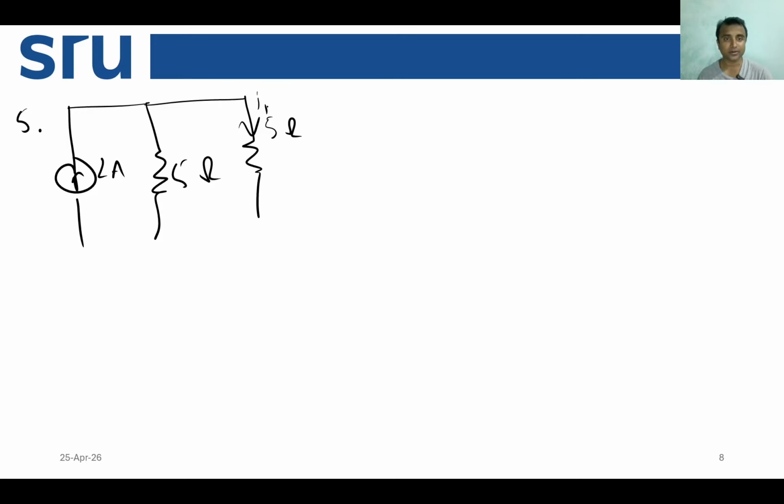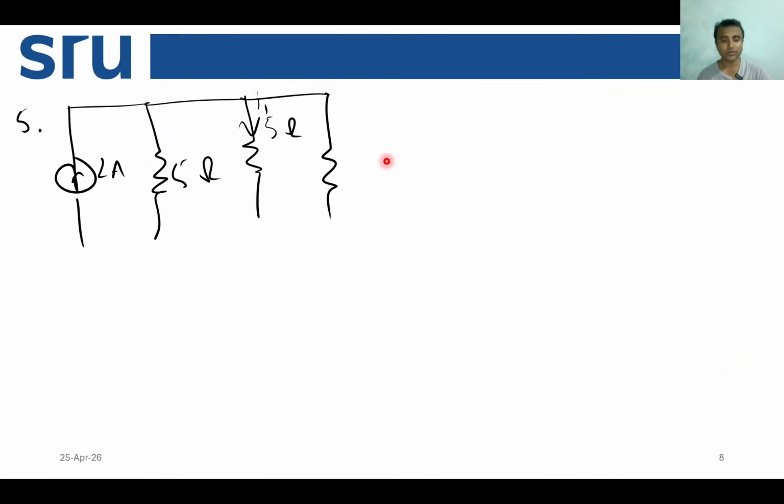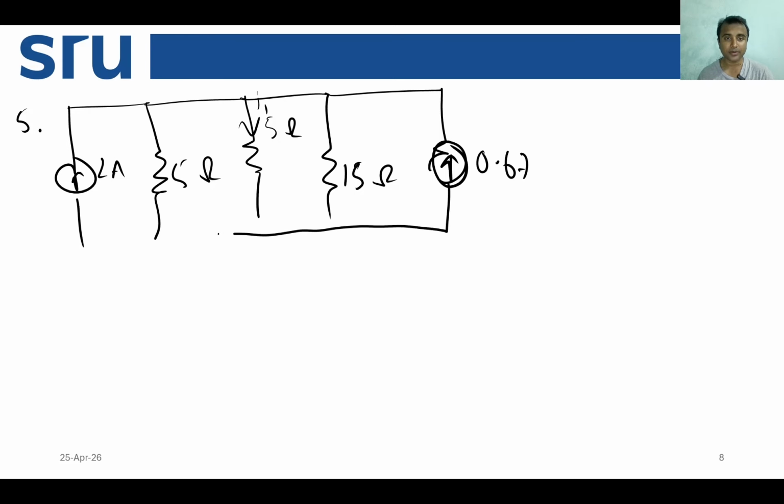You have then a resistance. You have a resistance here as 15 ohm, and then you have a current source of 0.67 ampere. Okay, so you complete this circuit, right?